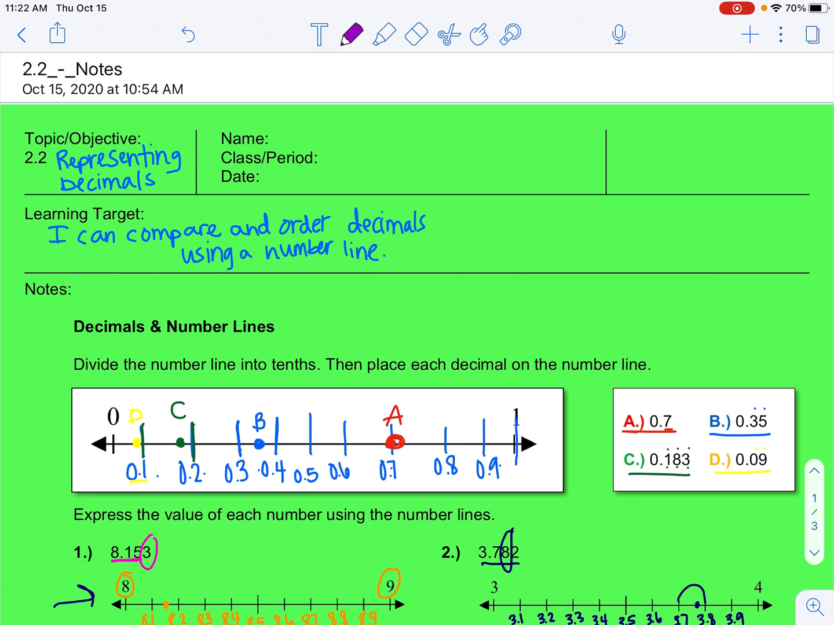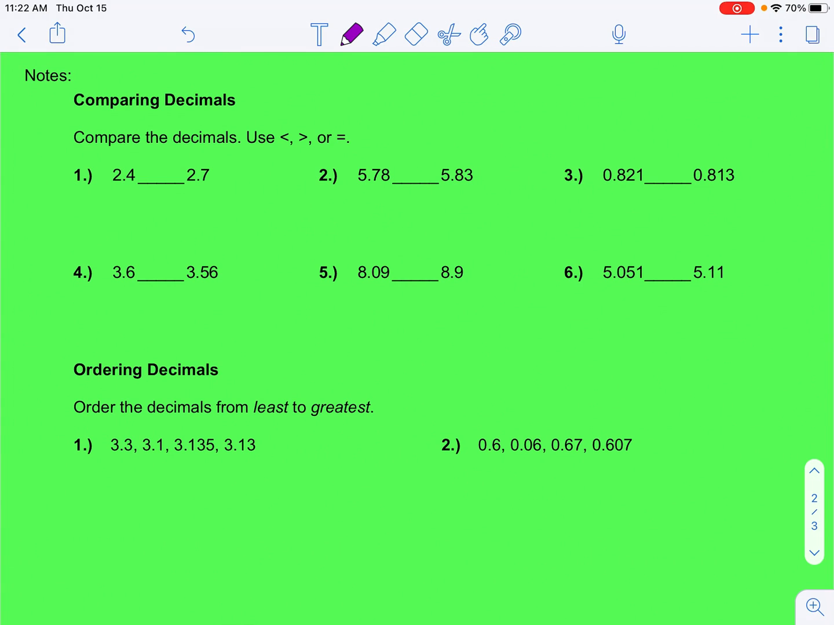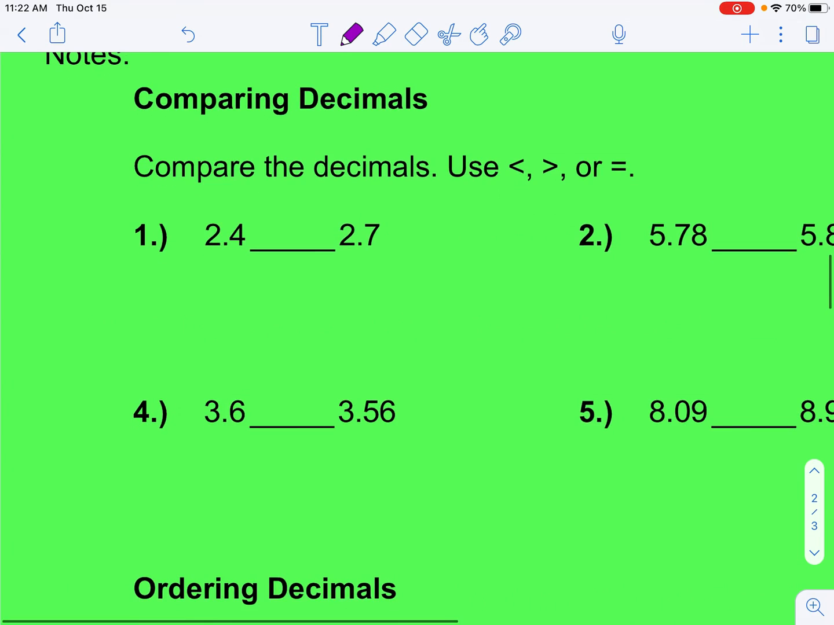Our topic is still representing decimals, and our learning target is what we're going to really be focusing on today. Today we are going to be comparing and ordering decimals using a number line. These are the same notes from the last video. You can just scroll down to the bottom page. So now we're going to compare and order.